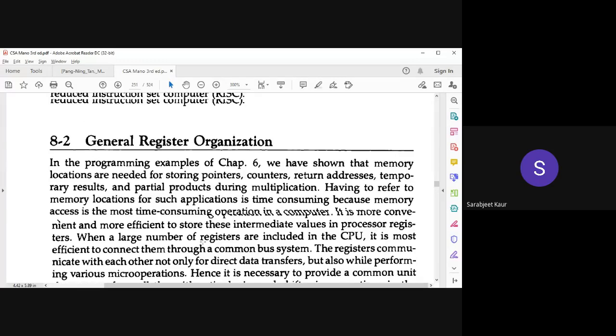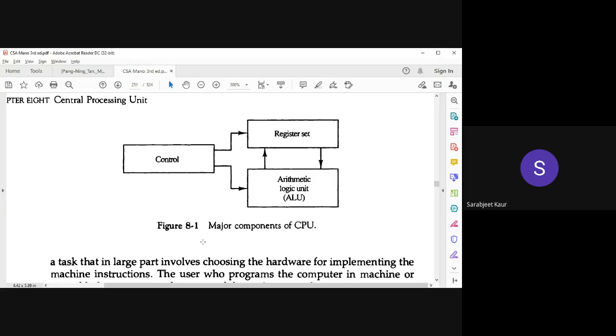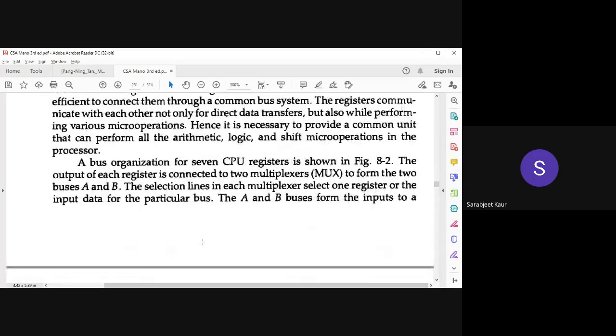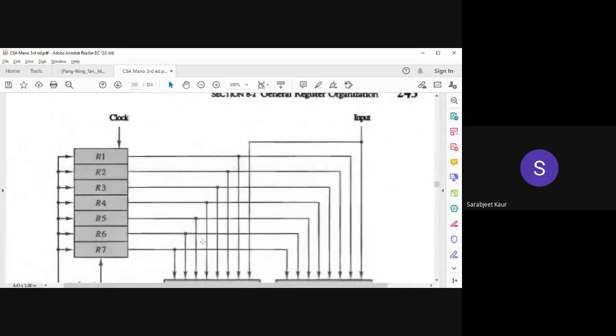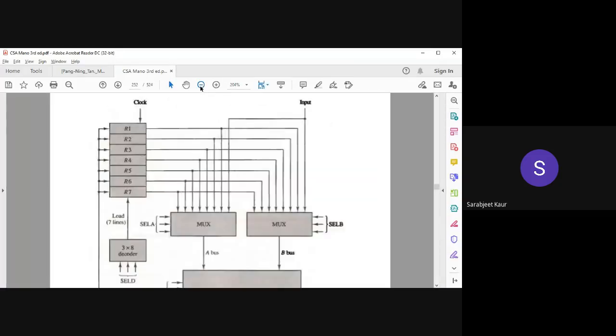So this same block diagram that you've seen here, we are going to see at a very in-depth level. Please see. Now, what you see on your screen right now are 7 registers. Okay, 7 registers. The ones that we have talked about earlier, right?